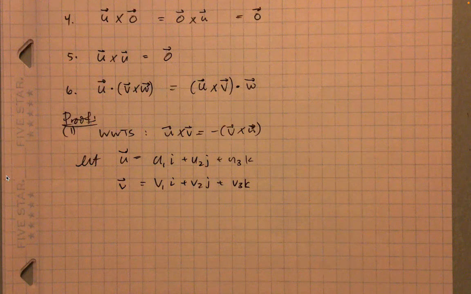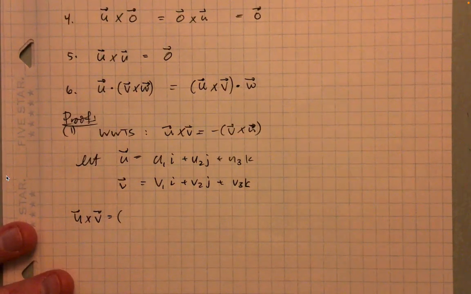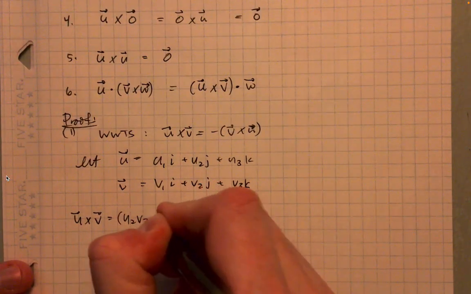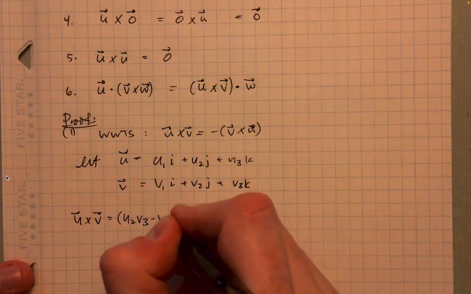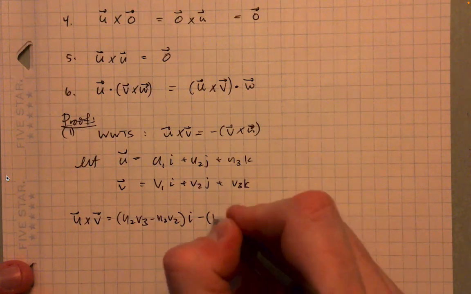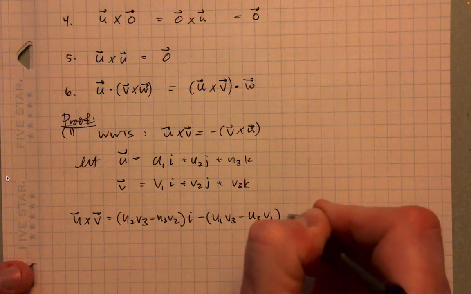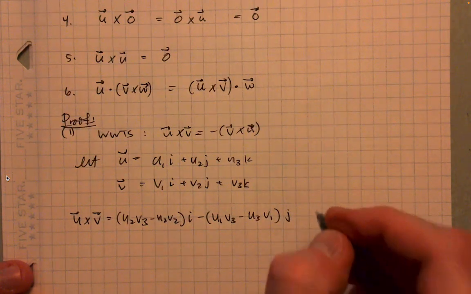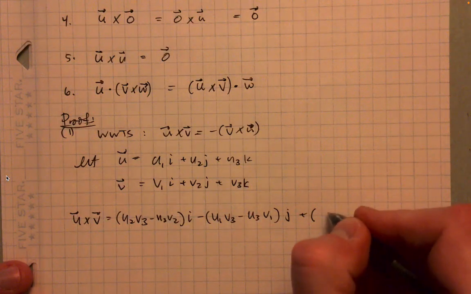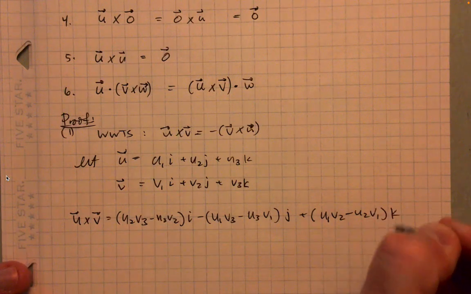Then u cross v, just pulling this straight off of the definition, is (u2 v3 minus u3 v2) i minus (u1 v3 minus u3 v1) j plus (u1 v2 minus u2 v1) k.